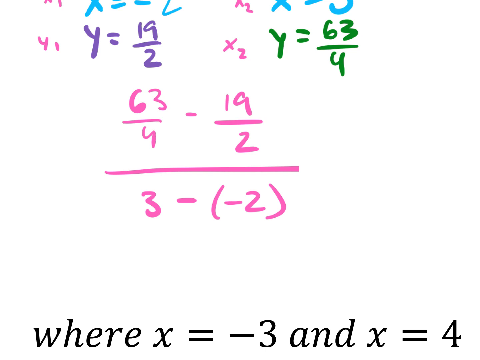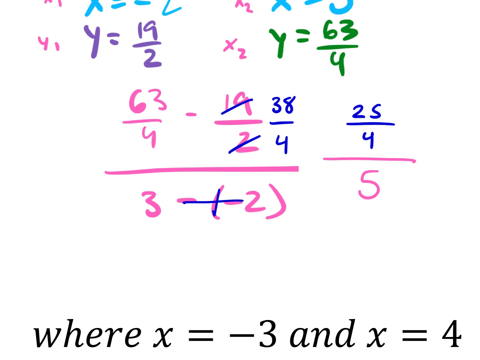How do I add fractions? Common denominator. So I need to change 19 over 2 to have a denominator of 4. So that would make it 38 over 4. 63 minus 38 is 25. Perfect. So 25 over 4 over, what's 3 minus -2? 3 plus 2, which is 5.